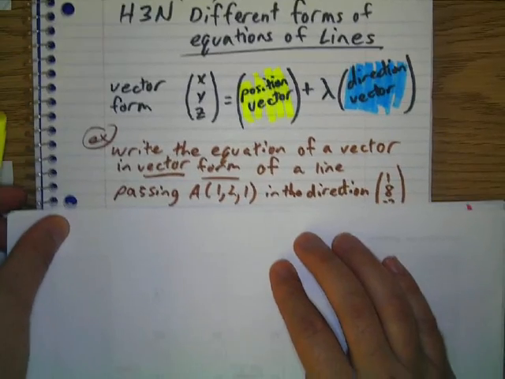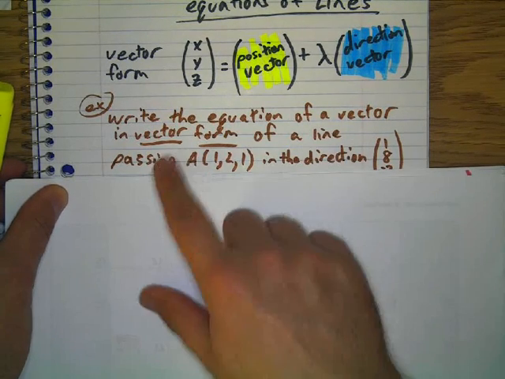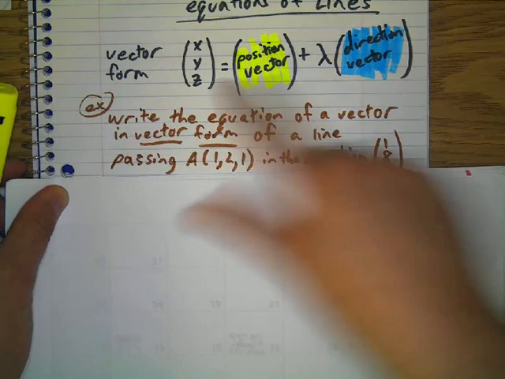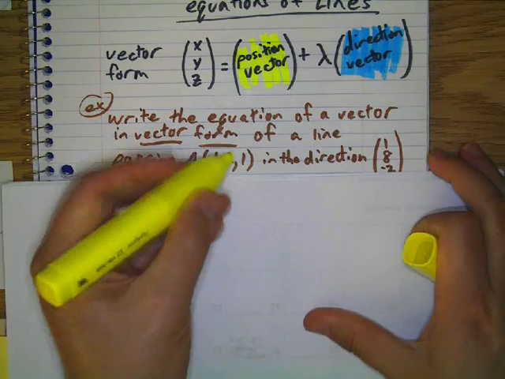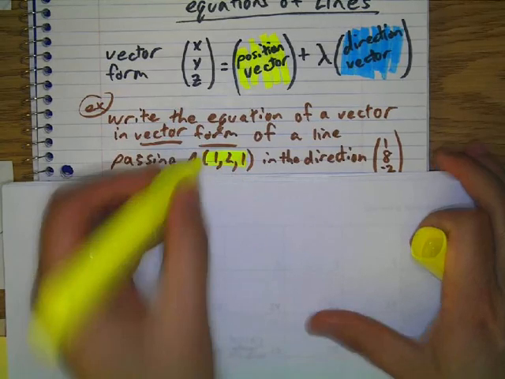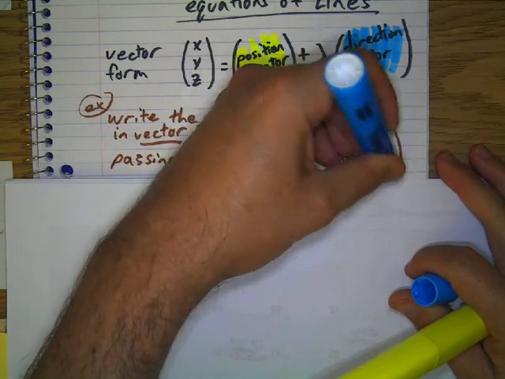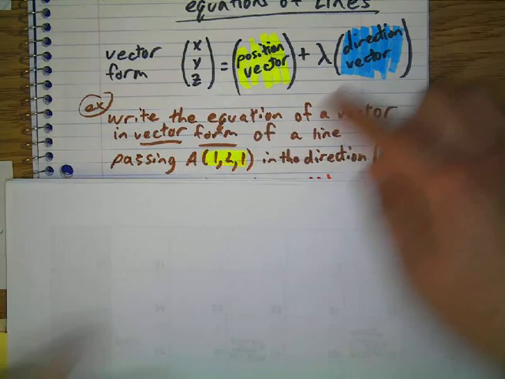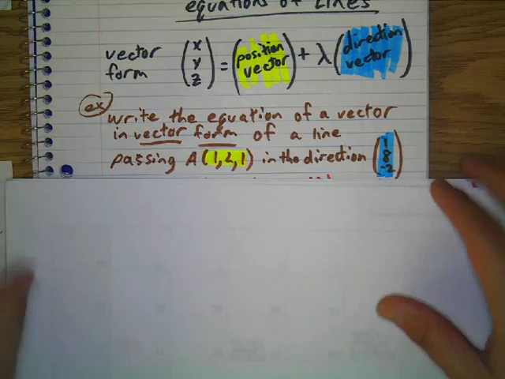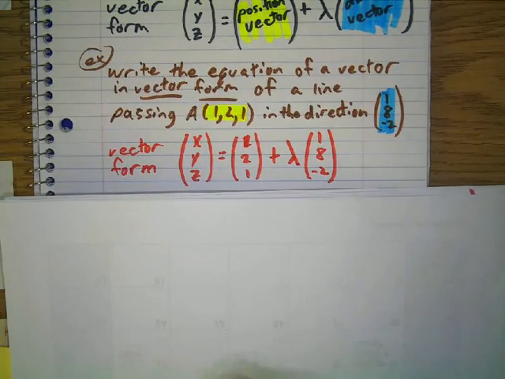Write the equation of a vector in vector form. This is vector form of the line passing through this point and in the direction of 1, 8, negative 2. Okay, so we're just going to basically put the yellow part with the yellow part, the blue part with the blue part, and then we end up with this. Not much to it.